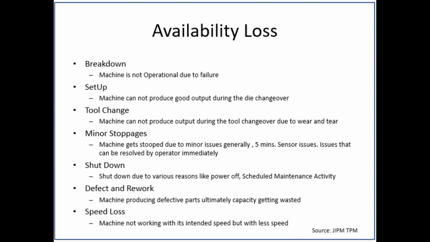Defect and rework, the machine producing a defective part, ultimately my capacity is getting wasted, and that's why defect and rework loss is basically an availability loss. Speed loss, the machine is not working at its intended speed but at a lower speed, then it is again basically a speed loss.